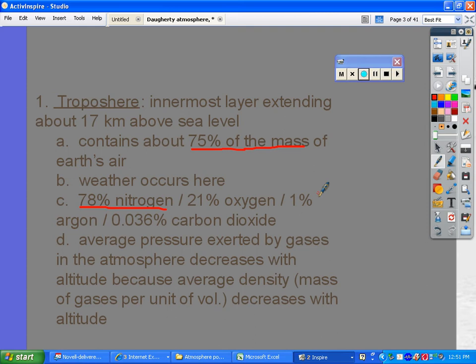One thing that you should notice, and we'll look at this in some of our diagrams in a second, is that the pressure always decreases as we go up in the layers of the atmosphere. Okay, pressure always decreases with altitude because average density decreases with altitude. So the amount of gas, the volume of the gases that you have, is also decreasing. So the pressure decreases.